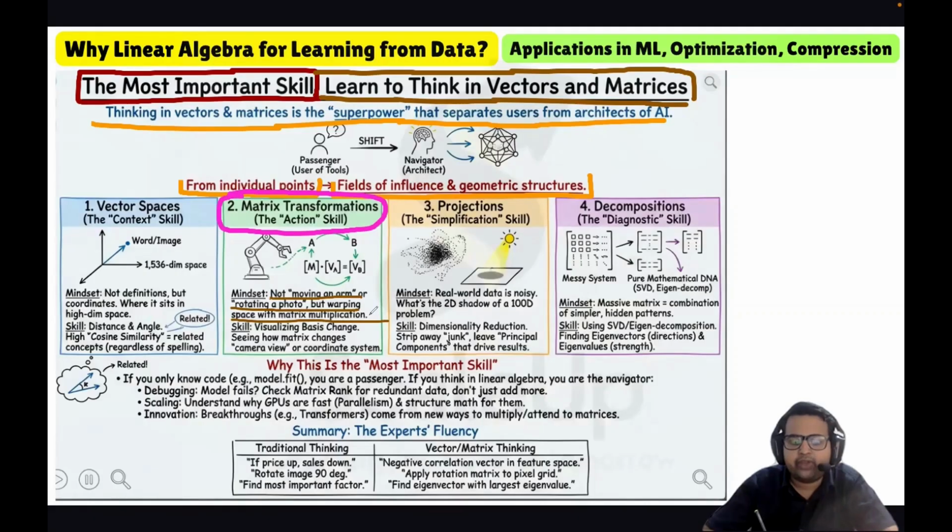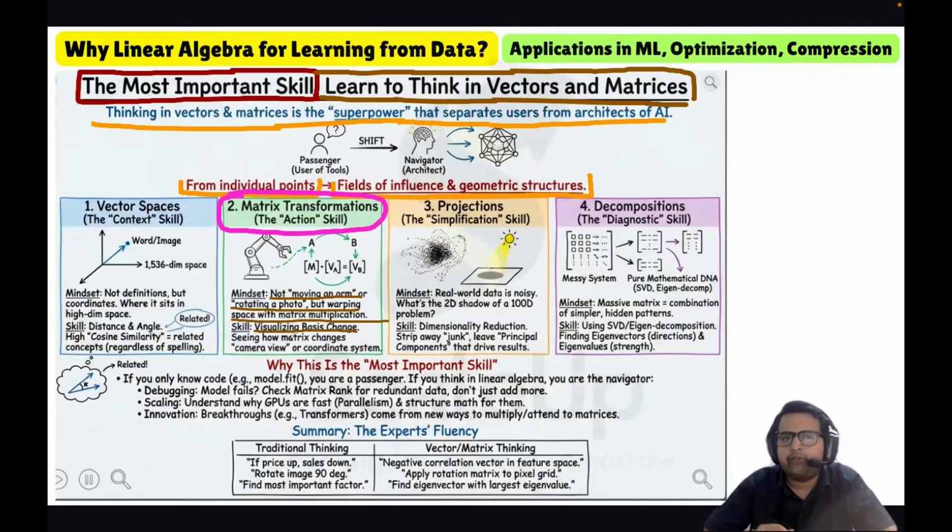And in this way, we are visualizing the basis change. An expert can see how multiplying a vector by a matrix changes the camera view or the coordinate system, allowing the robot to understand where its hand is relative to the cup.